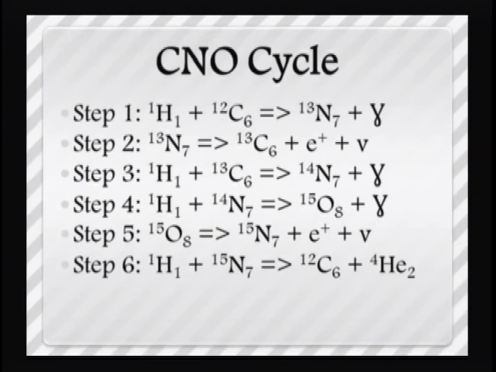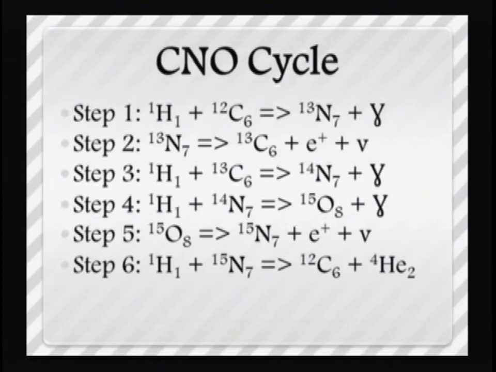And then step 6 doesn't give off any energy, but it does go ahead and give me more carbon so I can start my cycle all the way over again. So there's a proton, plus now I'm adding nitrogen 15. That gets converted into carbon 12, which is certainly stable, plus then what's called an alpha particle, but an alpha particle is nothing more than a helium nucleus, and so it's that helium without the electrons, and as I've said before, it's extremely stable.